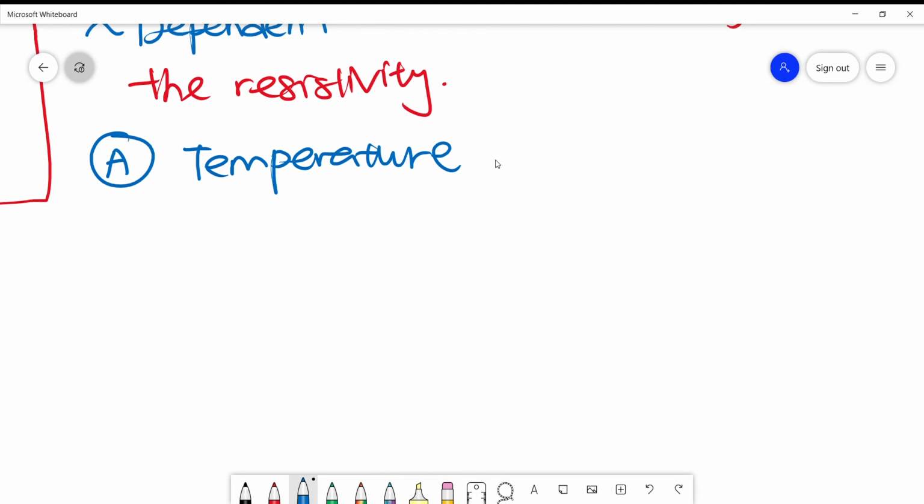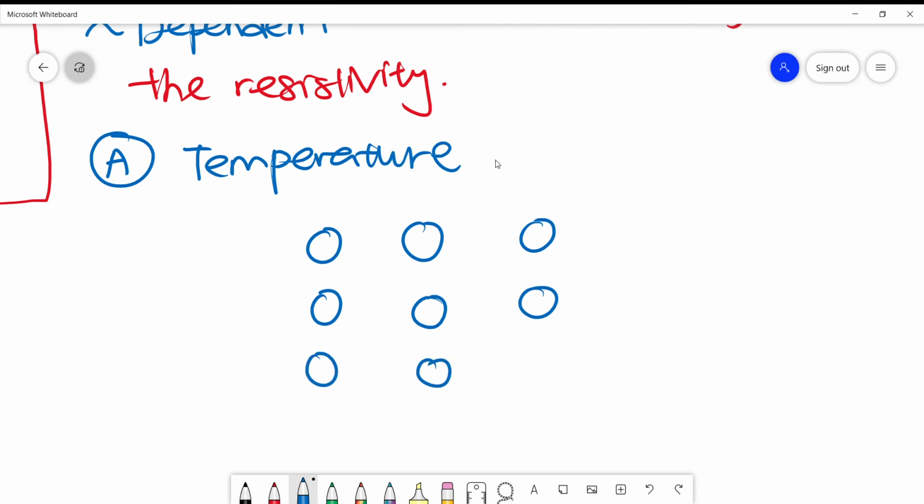Okay, so let's say I have my lattice atoms. So this is the lattice atoms, and this is the lattice atom of the wire, of course. Inside these lattice atoms, I have my free electrons. So these are the free electrons which are inside the lattice atoms.